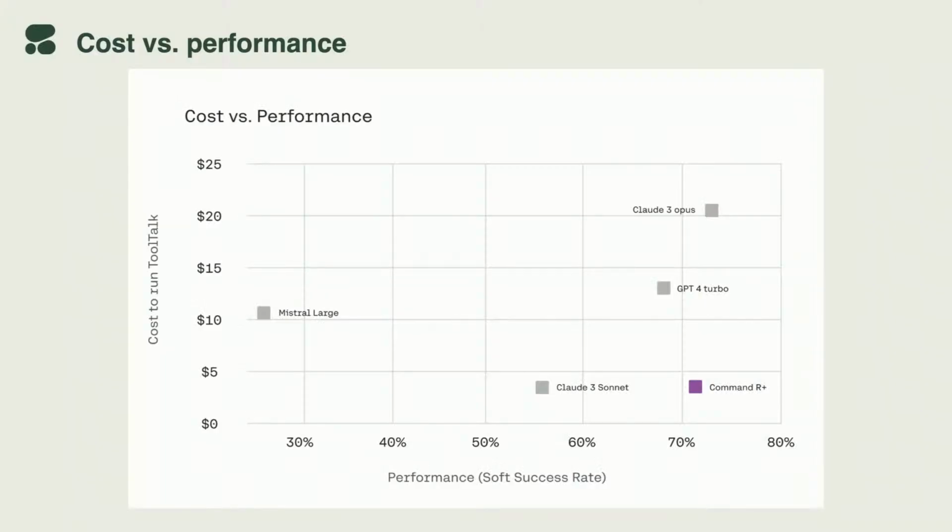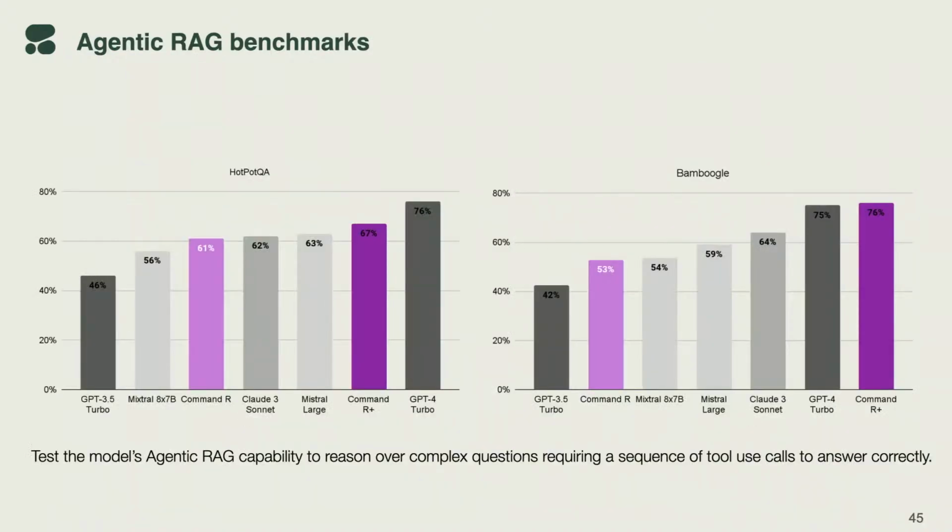Command R+ has competitive performance to Claude Opus and GPT-4 Turbo, but it is 3 to 5 times cheaper. So that's a massive difference when it comes to scalability and being able to use it in production. We test the R family on standard complex reasoning benchmarks, and Command R+ is close to or on par with GPT-4 Turbo.